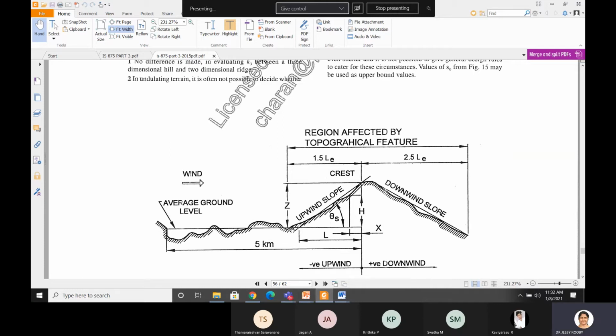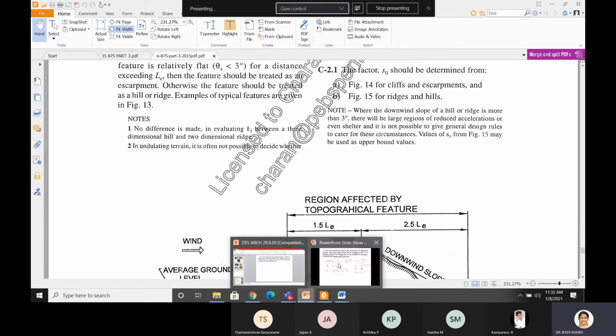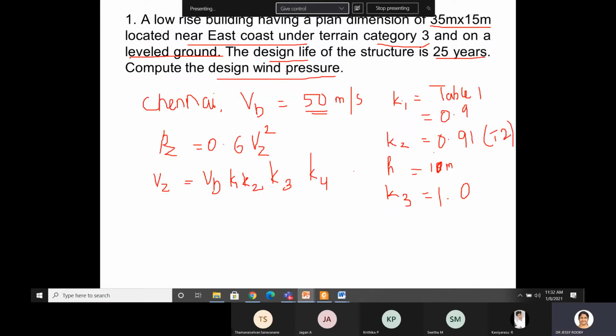Okay. This is a leveled ground. This is the upwind slope. This is the crest. This is the down slope. So the building where it is exactly located, from the starting of the upwind slope to the crest, this is the length L. And from here to the crest, this is Z. So using this equation, you can find out the value of K3 if theta is greater than 3 degree. Understood? So now in our problem, the value of K3 is 1 because it is on a leveled ground.